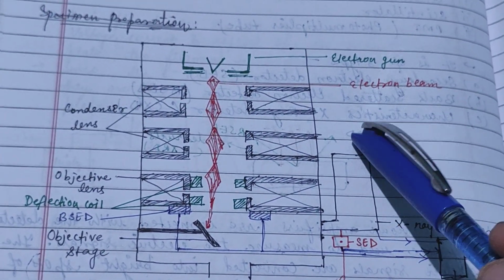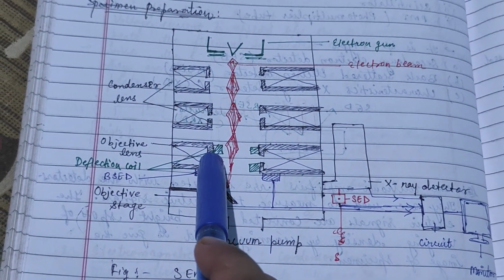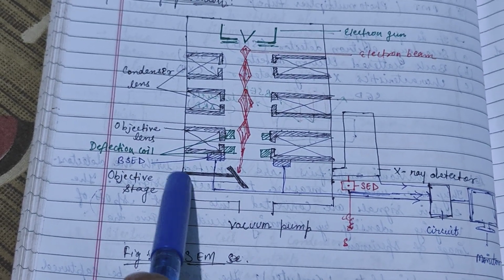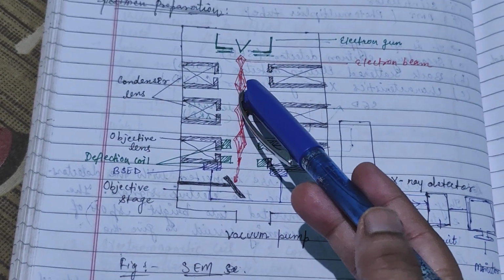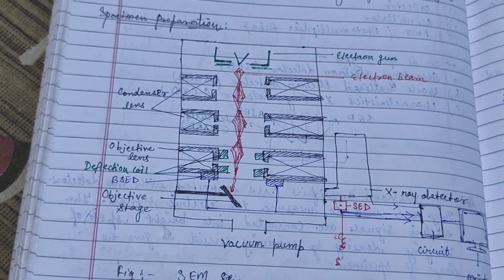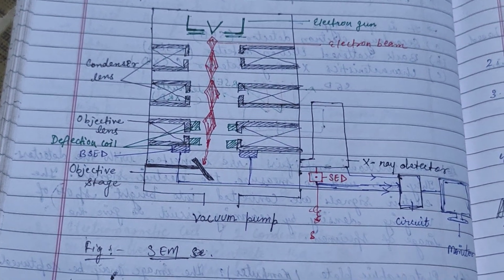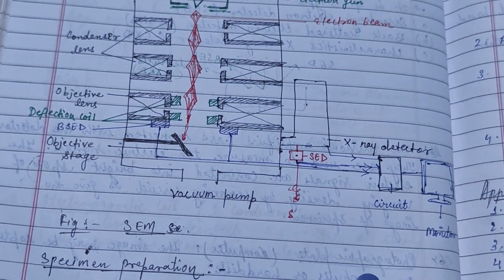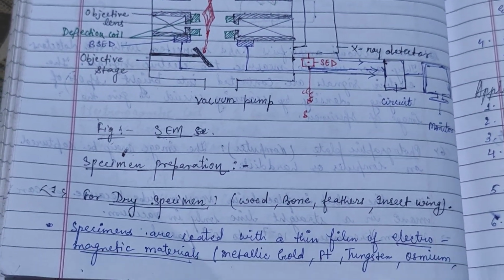In this system, firstly the electron gun is placed. Then two condenser lenses are placed, and just below them the objective lens is placed. Then the deflection coil and the specimen stage are placed here, and the electron beam is passed through this hole. The deflection coil is connected to the secondary electron detector, and then the X-ray detector is placed in this manner. So this is the system of the scanning electron microscope.